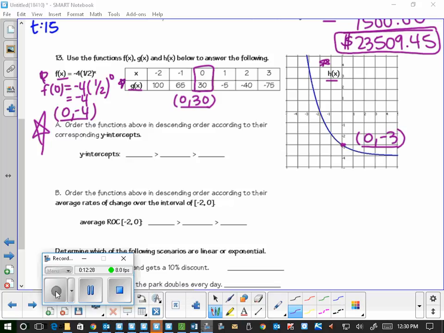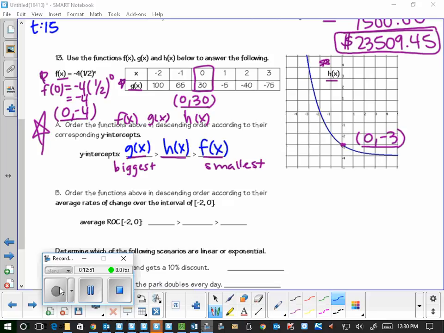This is the biggest y-intercept to the smallest y-intercept. So you're just putting, these are the three options, f of x, g of x, and h of x. You're going to put them in order from greatest to least. Okay, try that now.